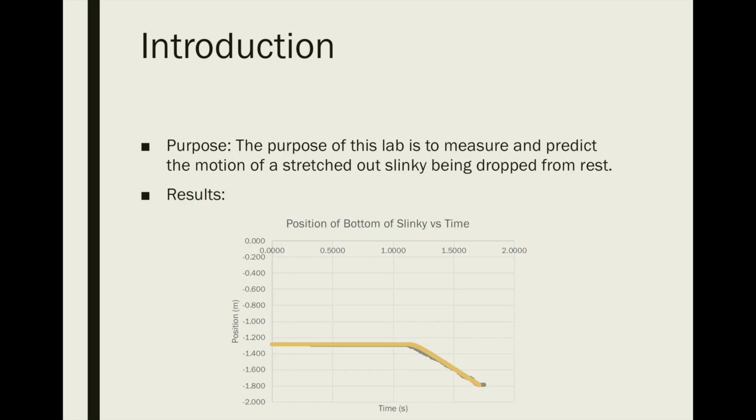The results show that with more forces taken into account, an accurate representation of a slinky falling can be obtained, as the observed model ended with a position of negative 1.792 meters in the y component, and the predicted model ended with a position of negative 1.794 meters in the y component.